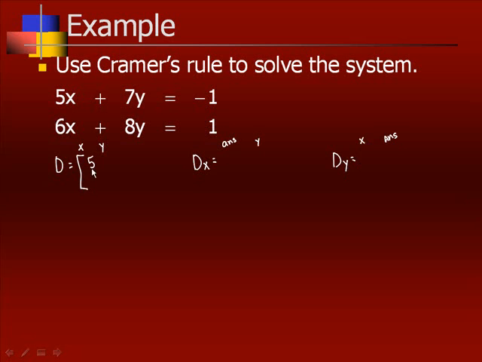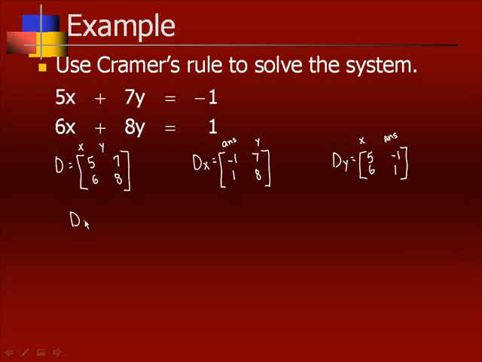So D would look like 5, 6 and 7, 8. For dx, when you put your answers in the x column, it would be -1, 1. Keep your y column, which would be 7, 8. For dy, put your answers in the y column, which would be -1, 1. Keep your x column. Okay?